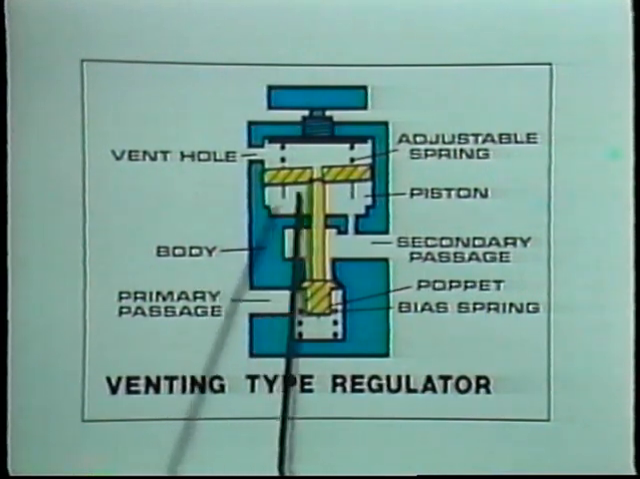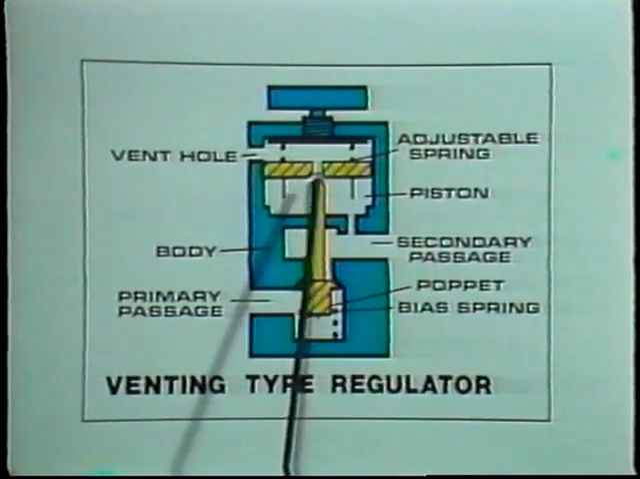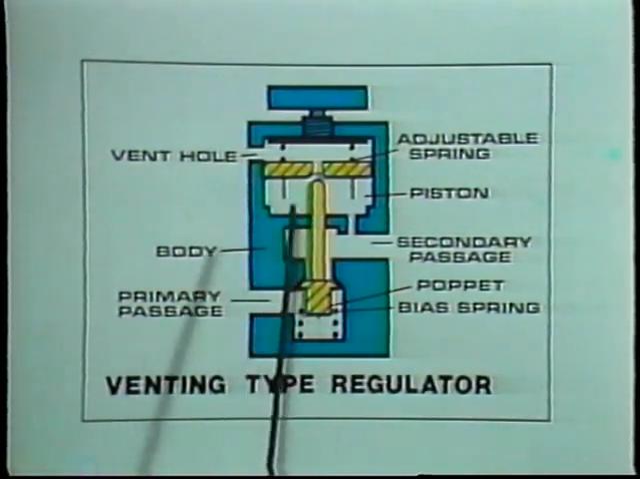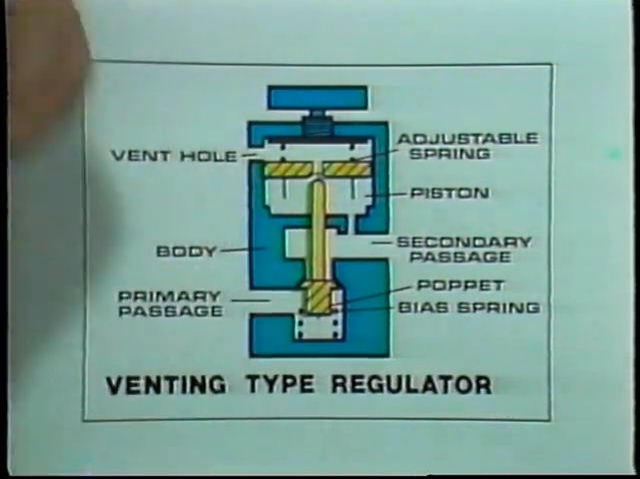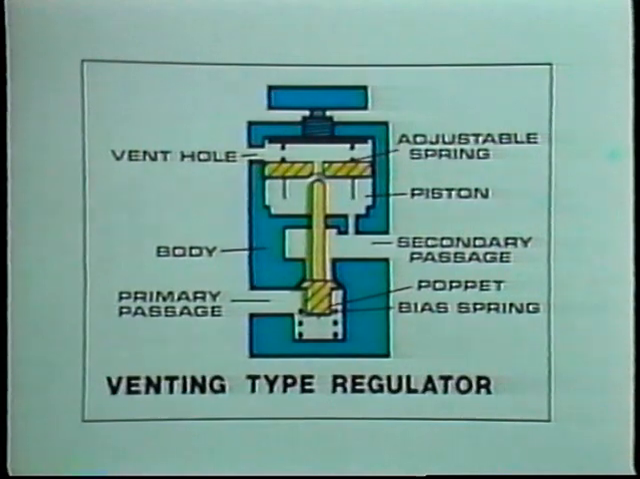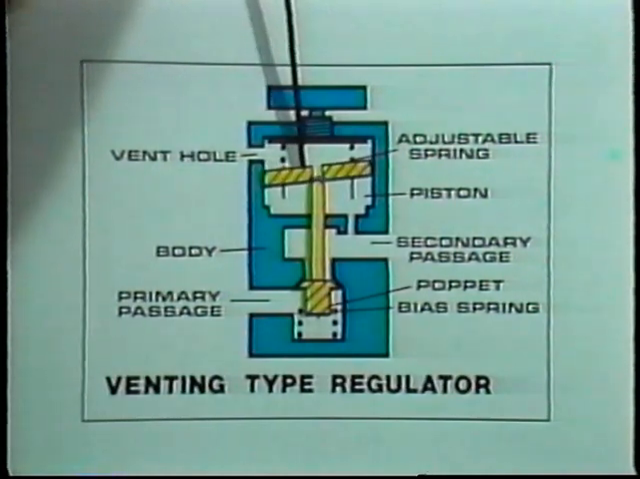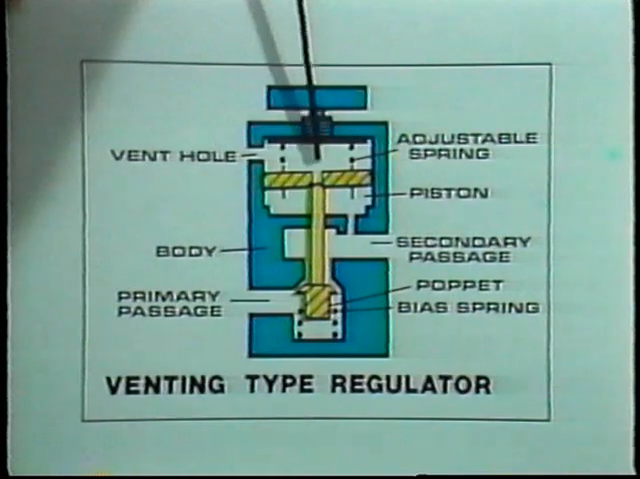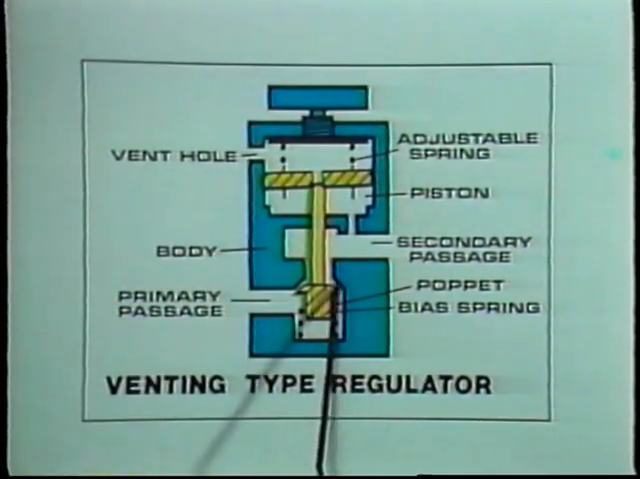But the rod, since it is fully extended, cannot close the hole in the piston. So the increased secondary pressure is allowed to vent through this hole and the hole in the valve body, reducing pressure in the secondary side. When the secondary pressure decreases, the spring forces the piston downward, and the vent hole is again sealed by the rod. Under these conditions, the valve begins to regulate normally again.